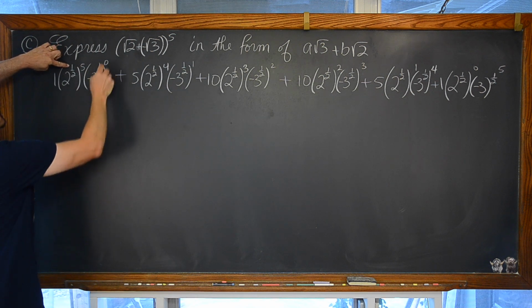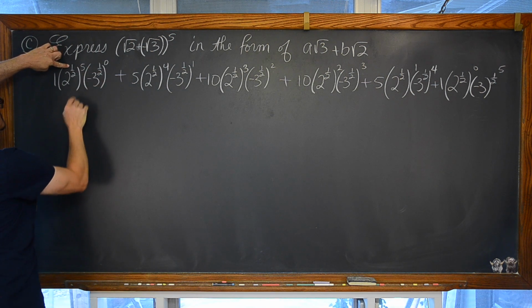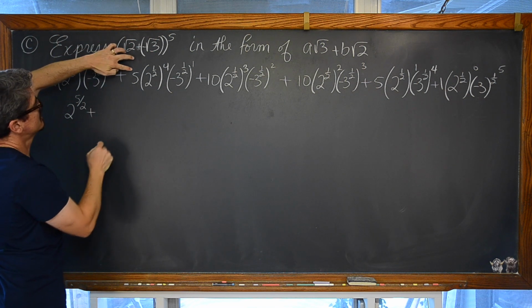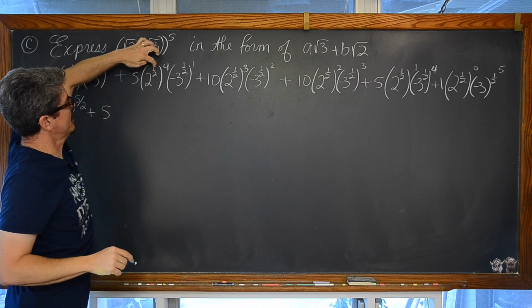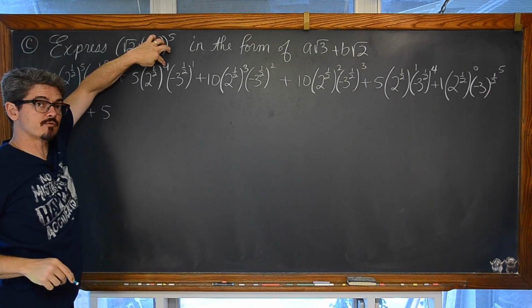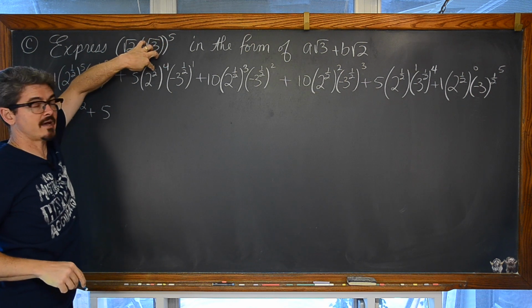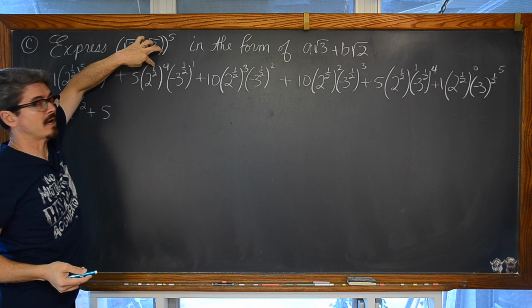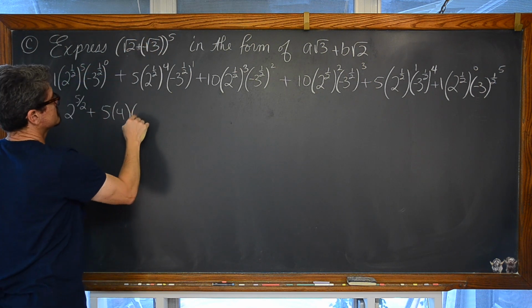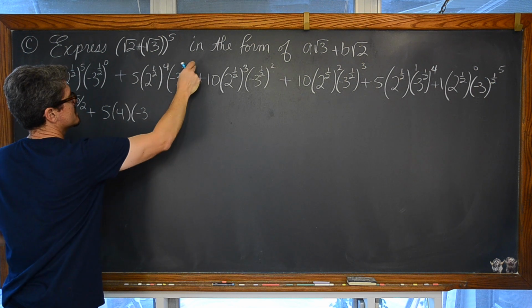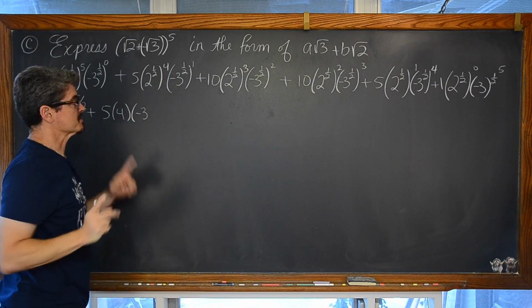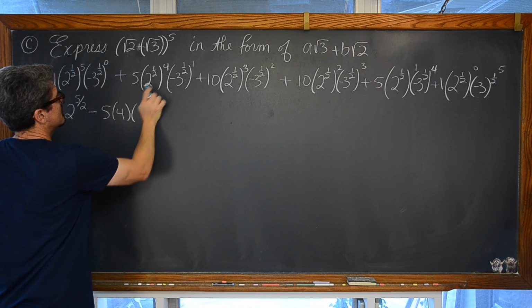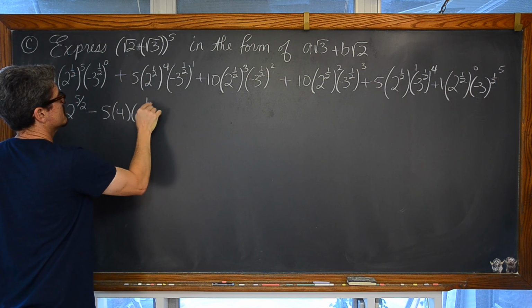Okay, so anything to the 0 power is 1. We have 2 to the 5/2 power plus 5. We have 1/2 raised to the 4th power. Well, 4 times 1/2 is 2, and 2 squared, right? 2 to the 2nd power is 4. And I think I'm going to go ahead, this negative is to an odd power. It's going to stay negative, so I'm going to write this as minus instead of plus. And 3 to the 1/2 power.